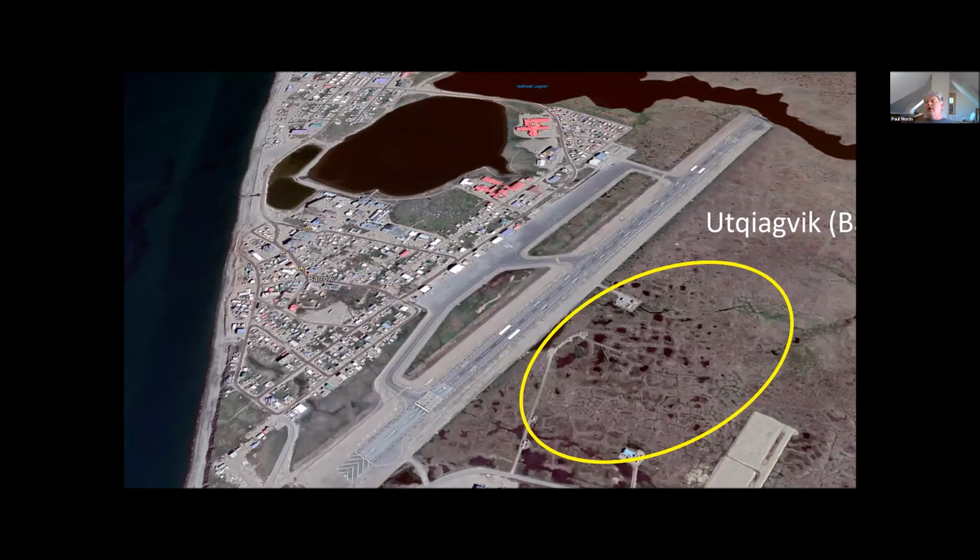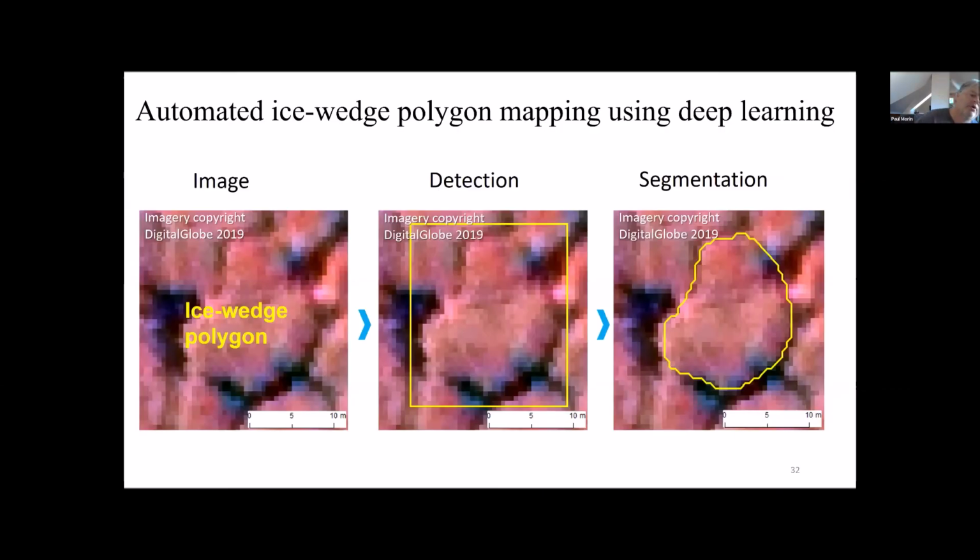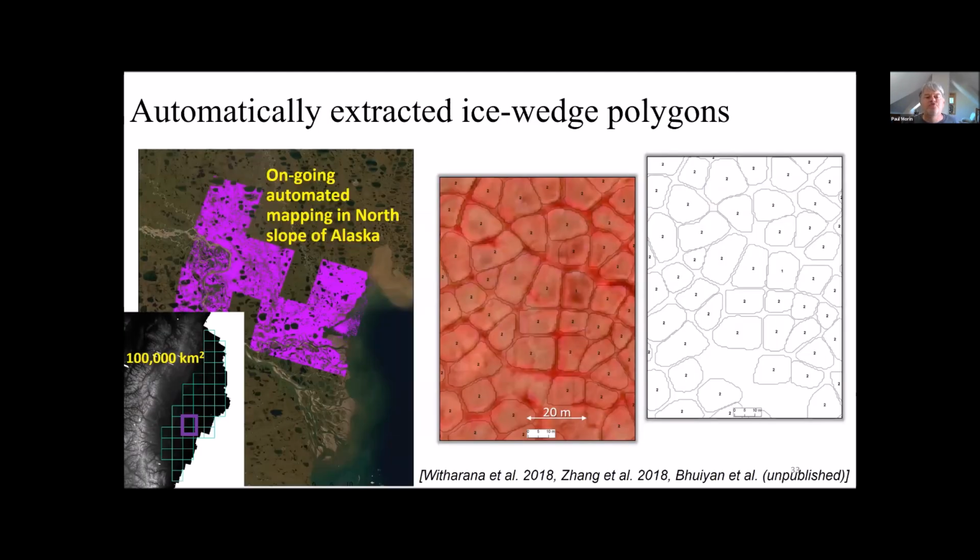And so here's a chunk of an image from Barrow, Alaska. And what we're looking at is imagery of the area. You can see the different polygons melting. And so what Anna's people did was they went in and they would have an image of ice wedge polygons. They would train an AI on what these polygons look like, and then they would detect and segment these polygons out. And it really lends itself to some interesting analysis.